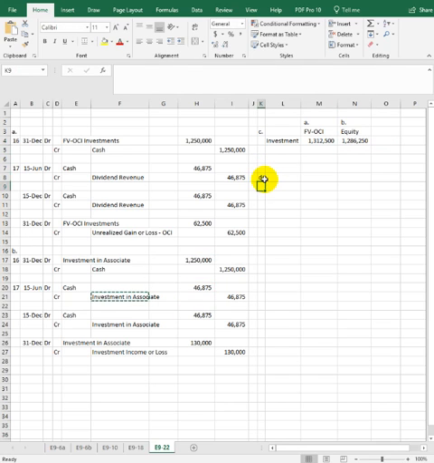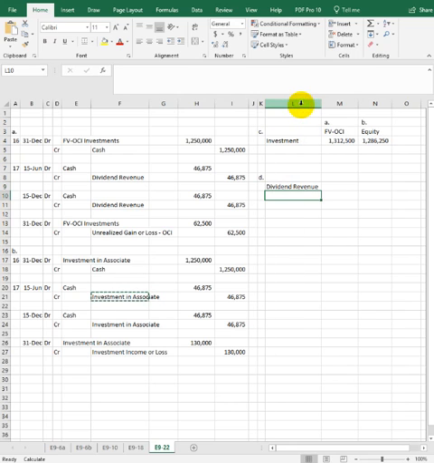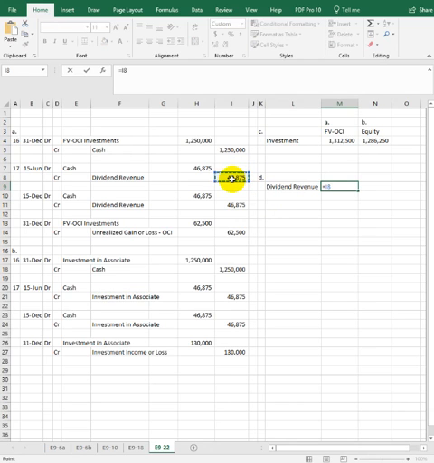Now D asks us to do one more thing. It asks you to tell us about the amount that's reported in the statement of comprehensive income. And so we have dividend revenue. Alright, we need a little more width. Okay, so dividend revenue under the fair value through other comprehensive income is going to be the total of that one plus that one. And of course there isn't any.